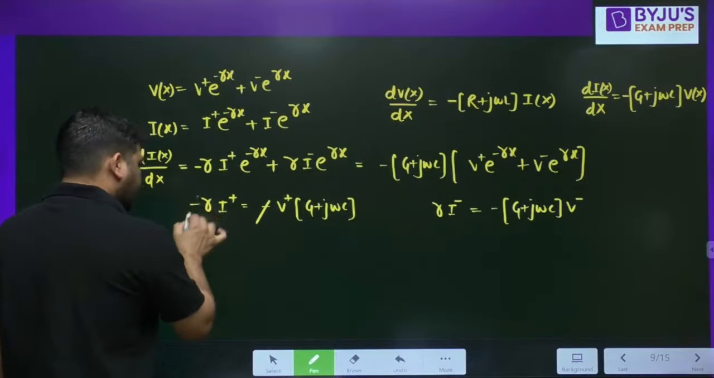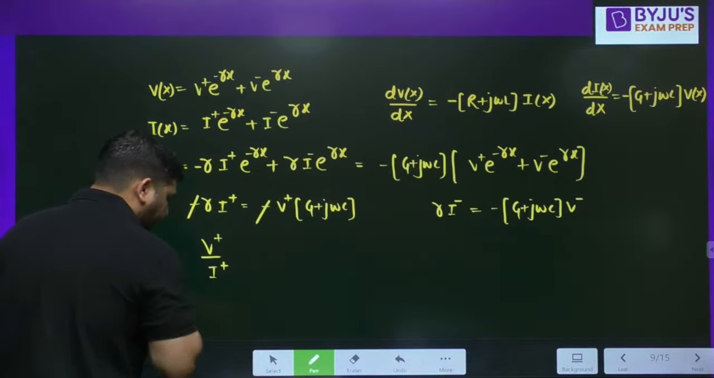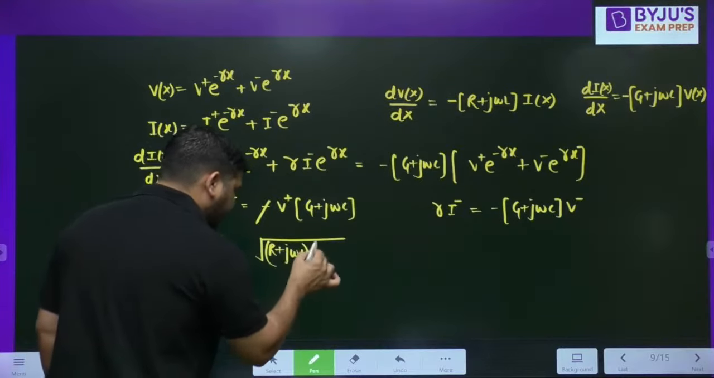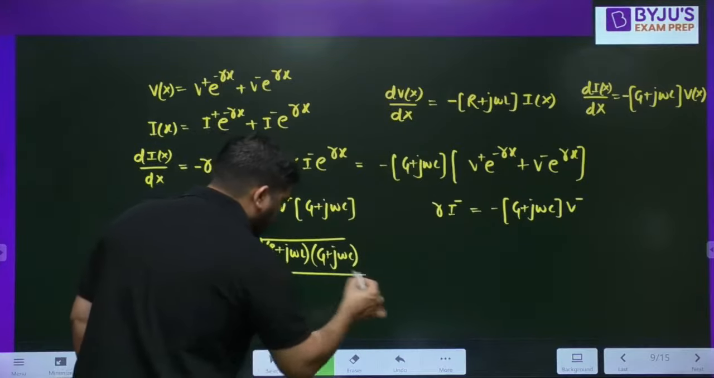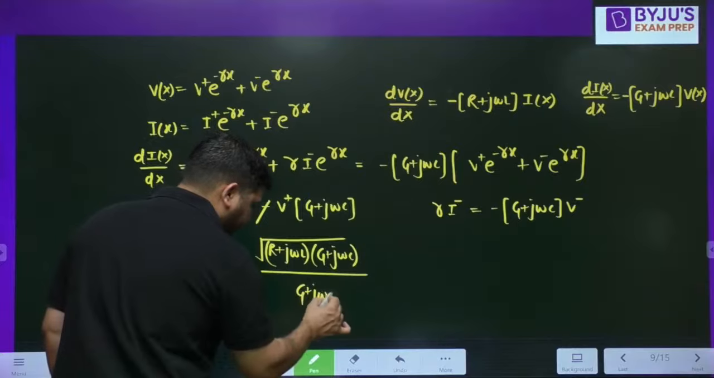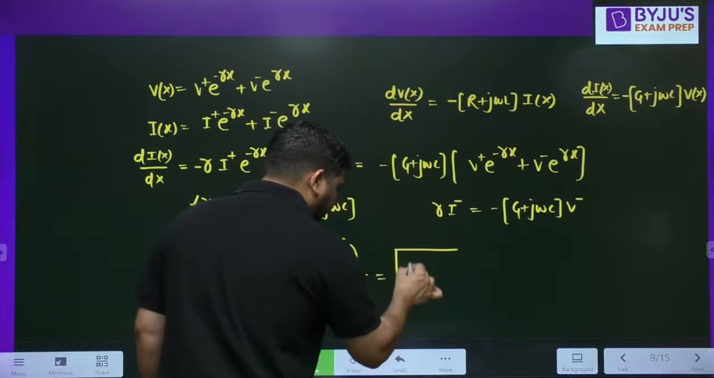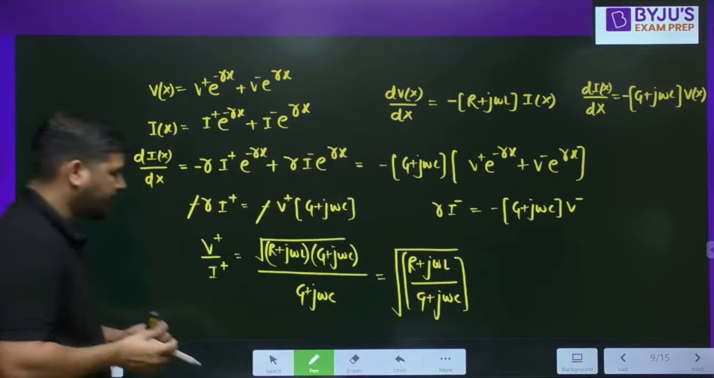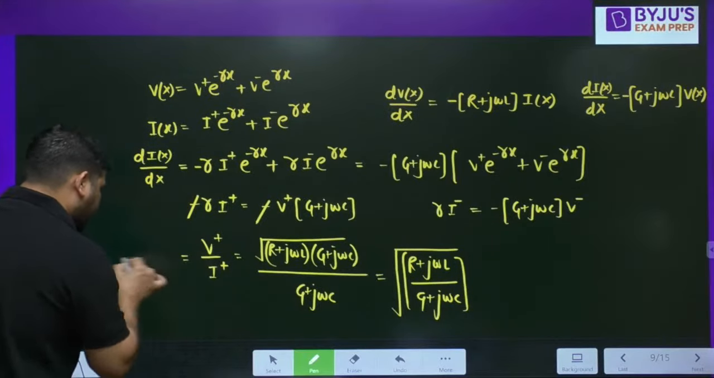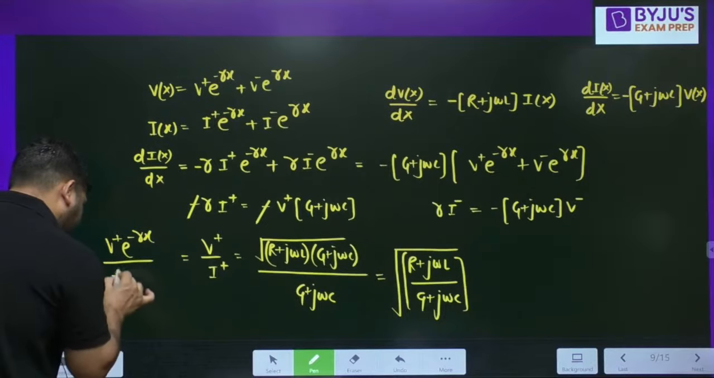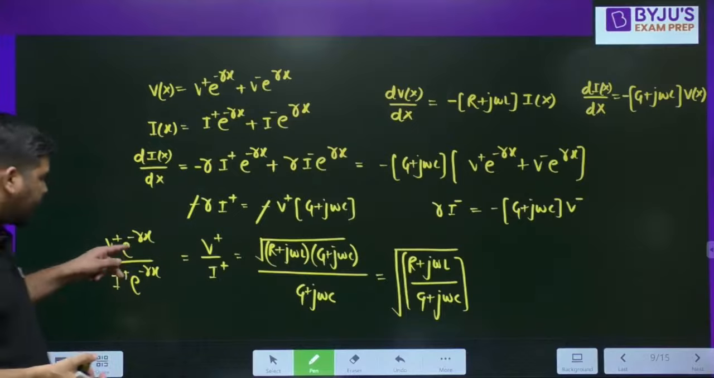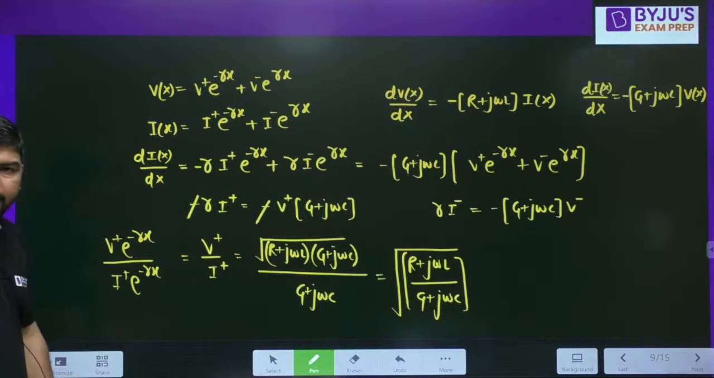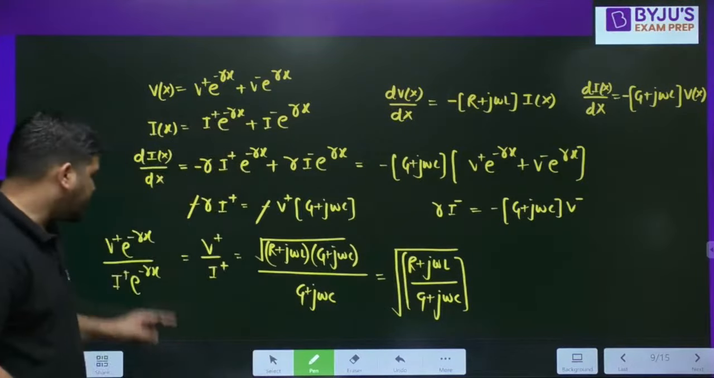Now from here, this minus is gone, and if you calculate V⁺ upon I⁺, that will be equal to γ divided by (G + jωC), where γ is the root of (R + jωL)(G + jωC). Now what is this value, guys? This value becomes the root of (R + jωL) divided by (G + jωC). Okay, this is the value we got. And this is V⁺ over I⁺, or you can say that it is also equal to V⁺e^(-γx) divided by I⁺e^(-γx). So what is this? This is the ratio of forward traveling wave voltage divided by forward traveling wave current. It means it is the impedance seen by the forward traveling wave.